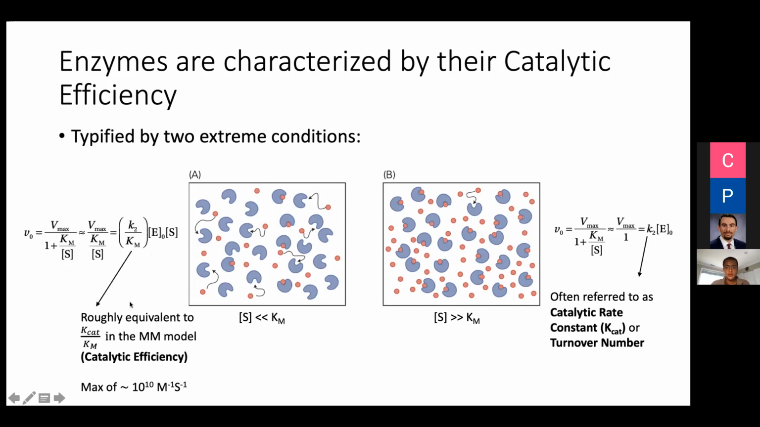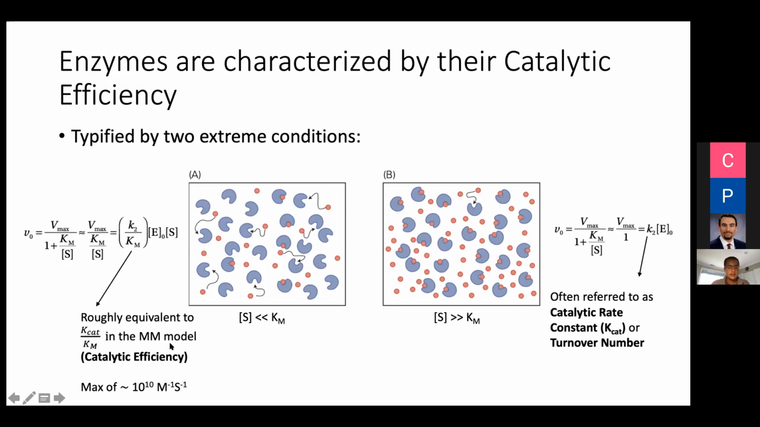And this is referred to as the catalytic efficiency of an enzyme, and it's unique to each enzyme. And we can compare the catalytic efficiencies of two enzymes to see which one's more efficient at catalyzing the reaction. So you can imagine how useful this is. And it has a max value of 10 to the 10 per molar per second. First, notice the units. It's per molar per second, so it makes sense because it's a bimolecular reaction.